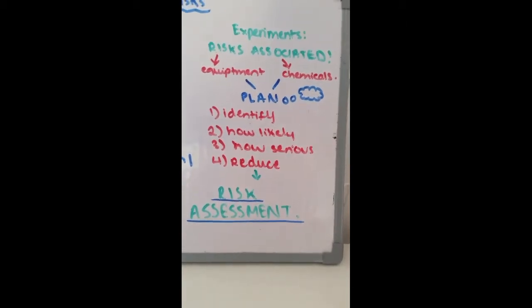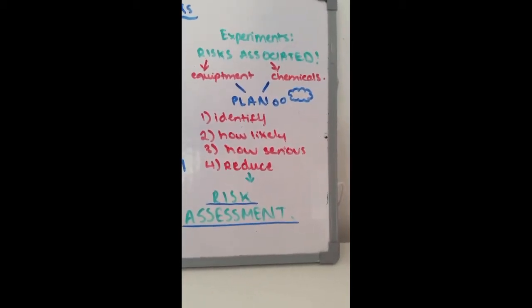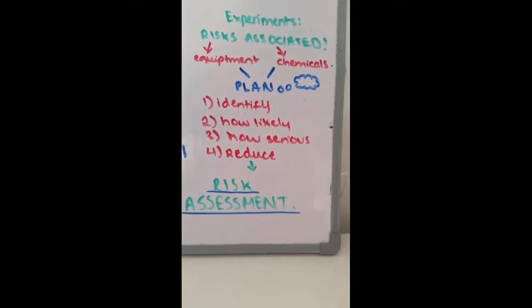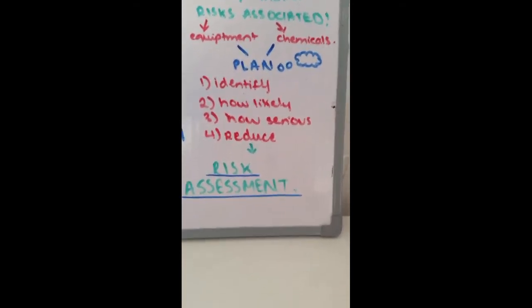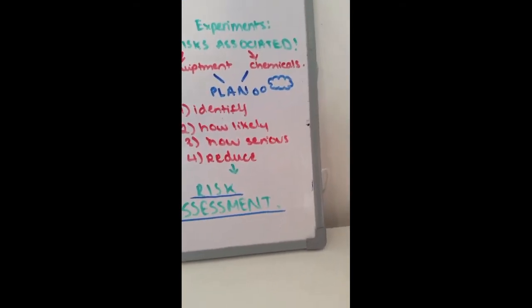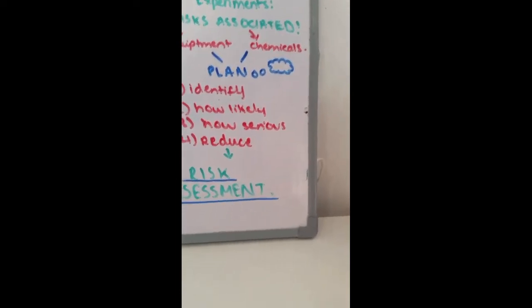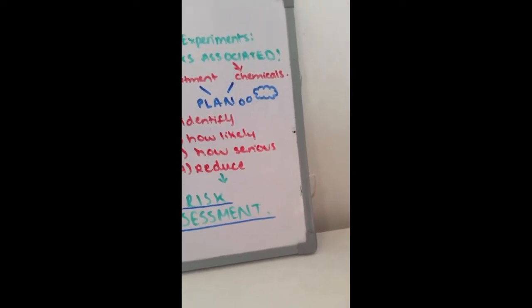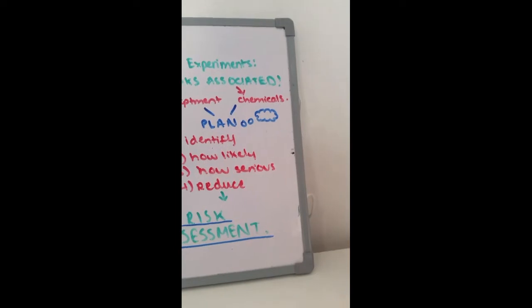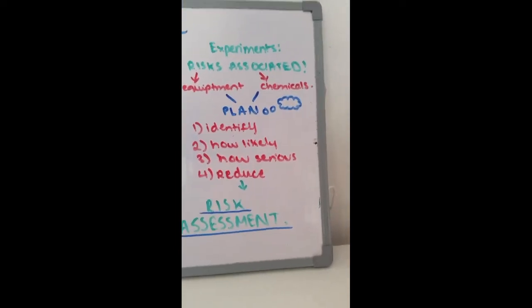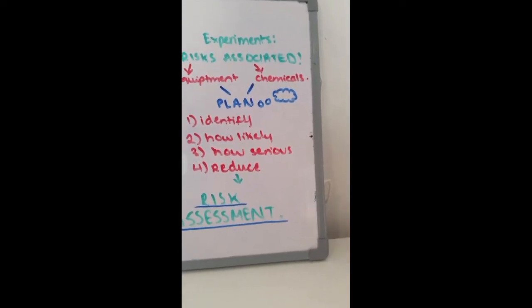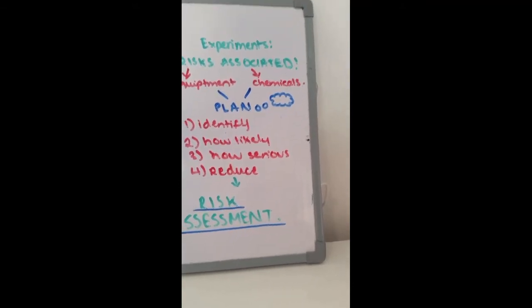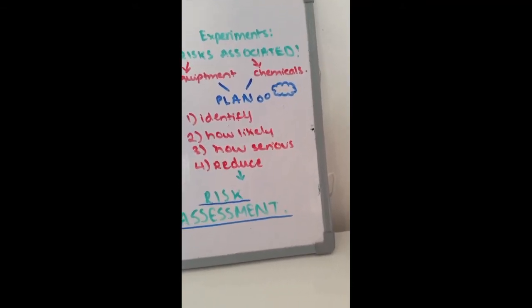Back to our last and final part of this video. We're going to be learning about experiments. What are the risks associated with an experiment? So you're going to learn risks in a bit more depth. In an experiment, the risks that could occur are involved in 2 things. First of all, the equipment. Second of all, the chemicals.